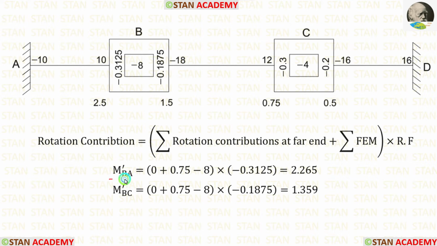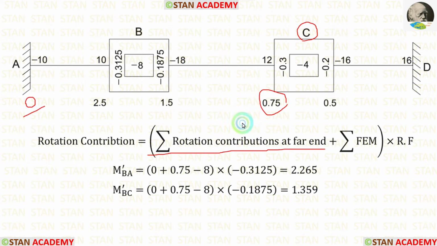Let us calculate m dash BA. In the point A, the rotation contribution is 0. In the point C, now we have the rotation contribution 0.75. So for the summation of rotation contributions at far end, we are having 0 plus 0.75. The summation of fixed end moments is minus 8. The rotation factor for BA is minus 0.3125. Let us apply that. Finally, for m dash BA, we are getting 2.265.